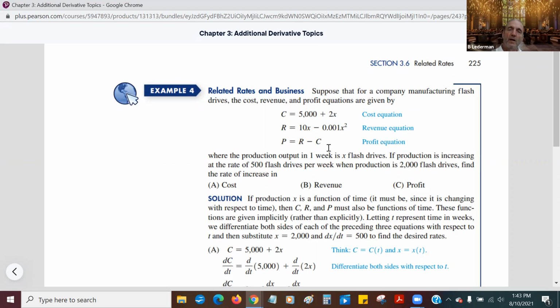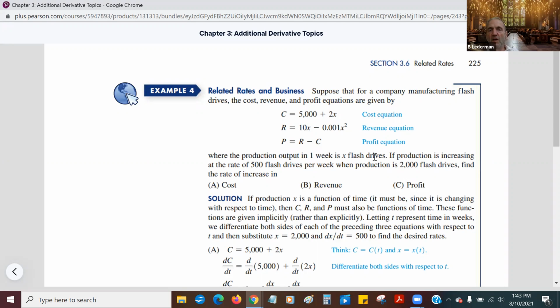But notice that since the cost and the revenue are constantly changing as x changes, the profit constantly changes at each point. Anyway, the production output in 1 week is x flash drives. So they make x flash drives every week. So x is how many flash drives they make per week.